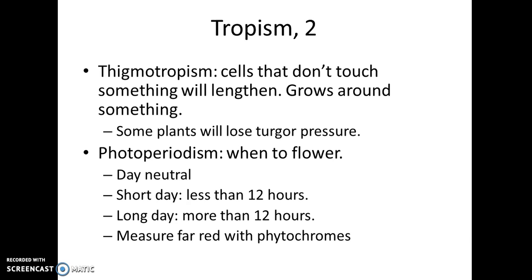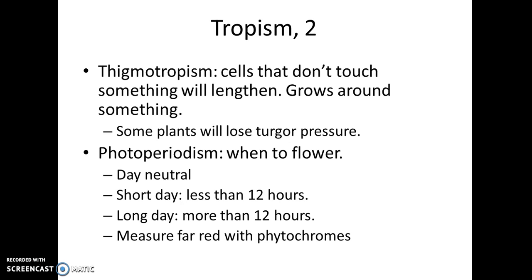Thigmotropism: cells that don't touch something will lengthen. Cells that do touch something will not lengthen. In fact, if you fondle a plant, you can stunt its growth because of this. Now, some plants, when touched, will actually lose turgor pressure and wilt. These are called sensitive plants.